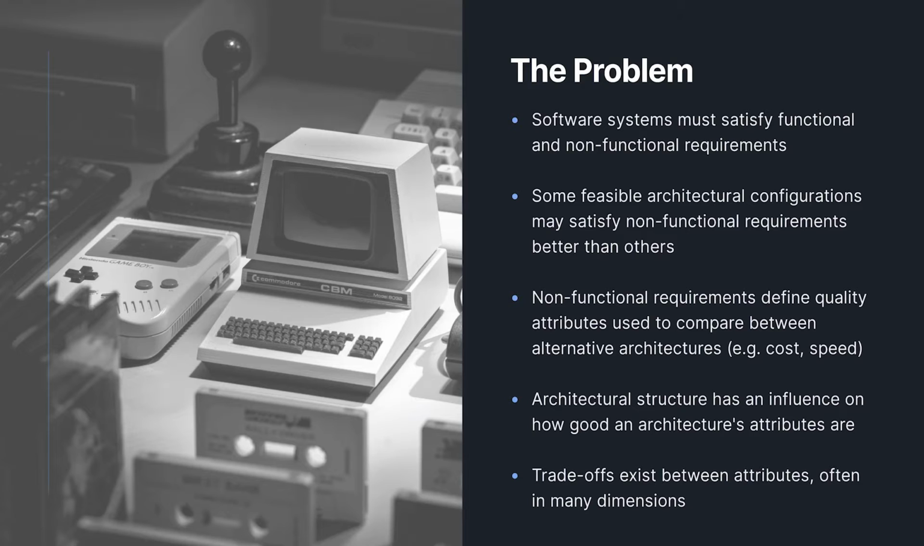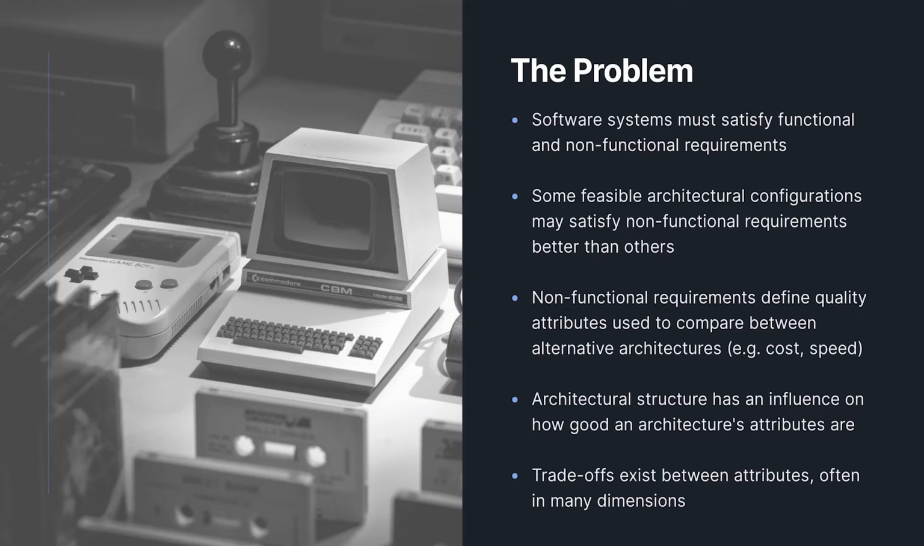Software systems must satisfy a variety of functional and non-functional requirements to fulfill their intended purpose. Some of the feasible architectural configurations for the system may satisfy non-functional requirements better than others, even if they are functionally equivalent. These non-functional requirements define attributes like power consumption, performance, and cost that can be used to compare amongst alternative architectural designs. There are often trade-offs between these attributes.